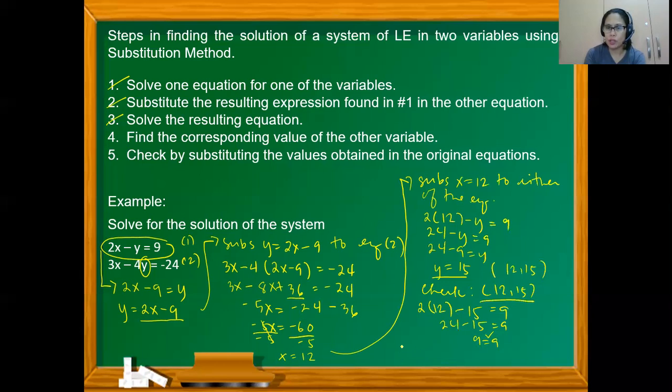So we have 3 times 12 minus 4 times 15. Is it equal to negative 24? 36 minus 60. Is it equal to negative 24? And really, negative 24 equals negative 24. So the solution (12, 15) satisfies both equations. And we have made use of substitution this time.